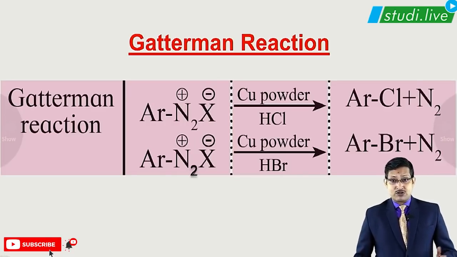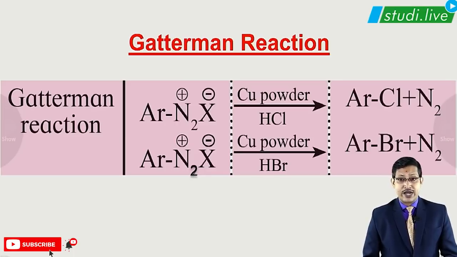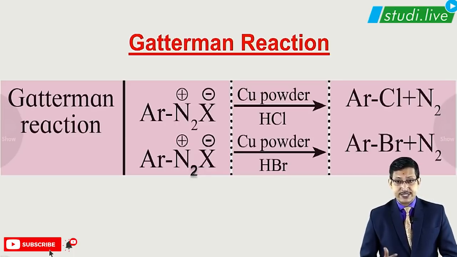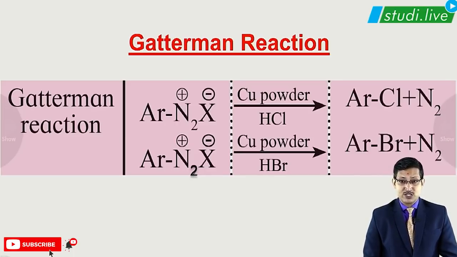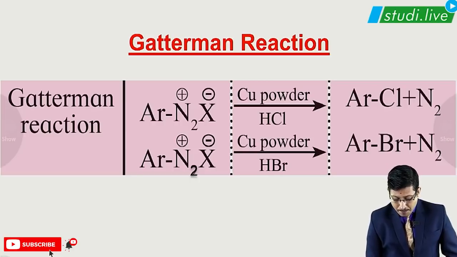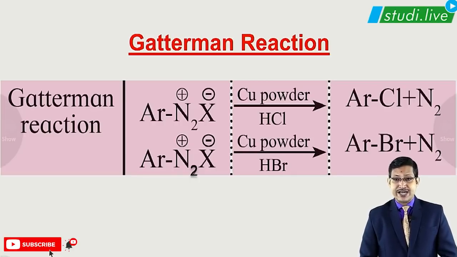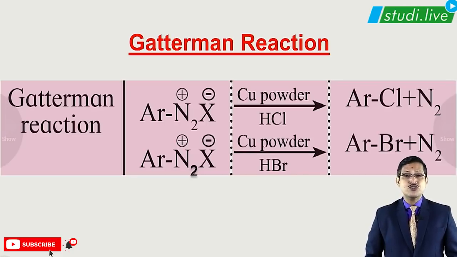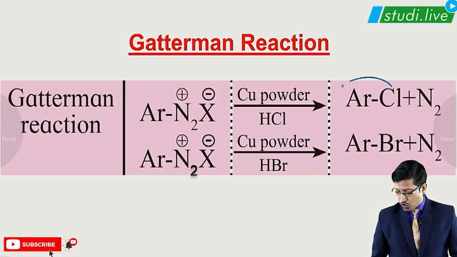Gattermann's reaction, lot of reactions coming up. So Gattermann's reaction, I hope you all are revising and cross-checking the things from the book as well. So just revise this very properly. Gattermann's reaction, yes, it is the reaction for benzene diazonium chloride, which will give you the formation of chlorobenzene.